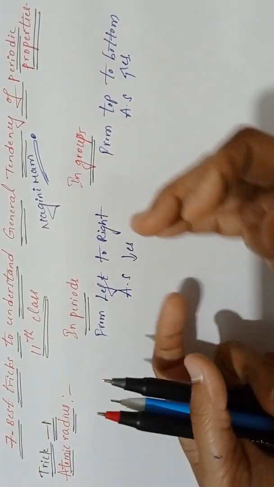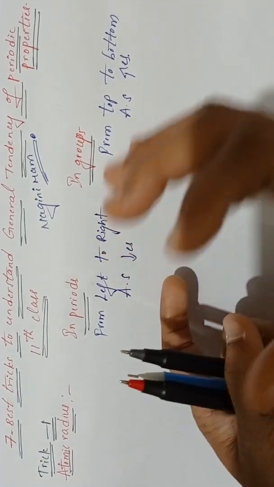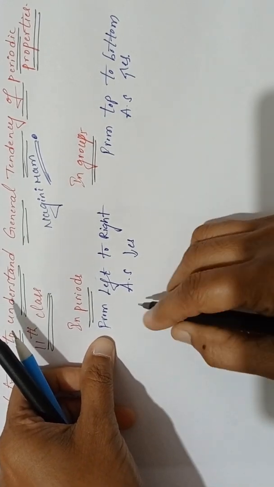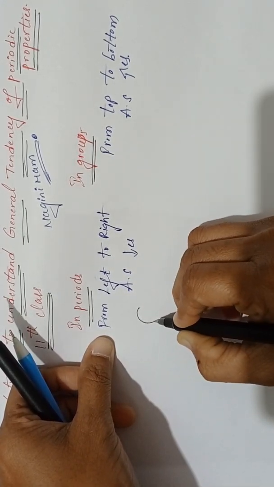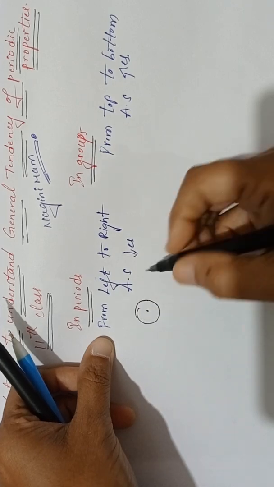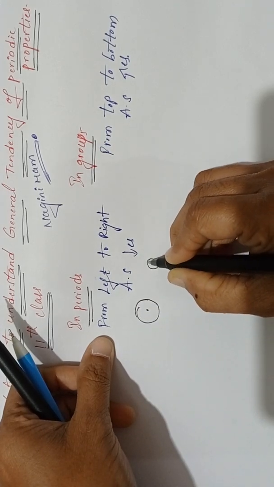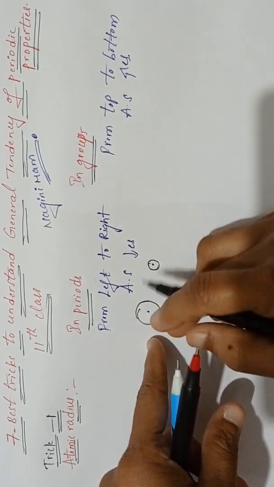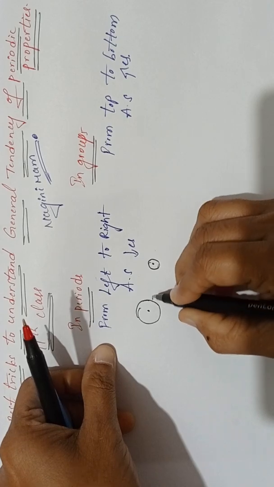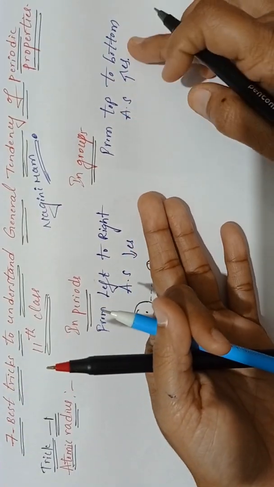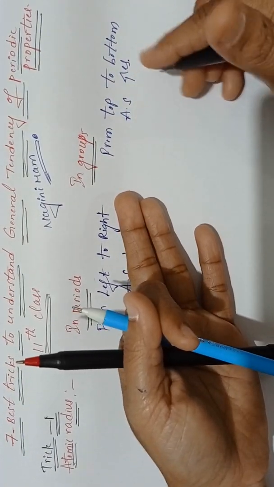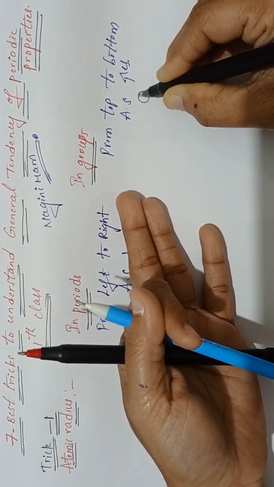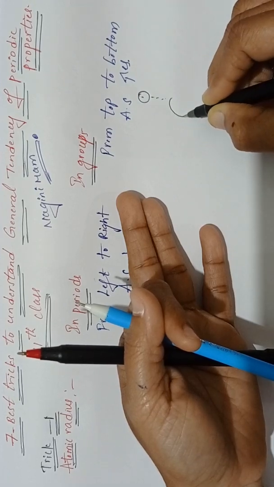Atomic size decreases means what, students? Big to small. Now I will take the diagram. Left to right decreases. For example, this is the big size atom, this is the smaller size atom. So big to small is nothing but decreases. From here to here, left to right, decreases. From top to bottom atomic size increases, which means small to big. Here I am taking a small size atom, and here this is the bigger size atom.